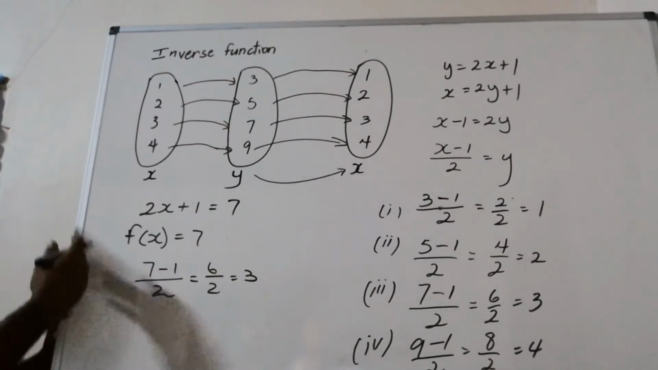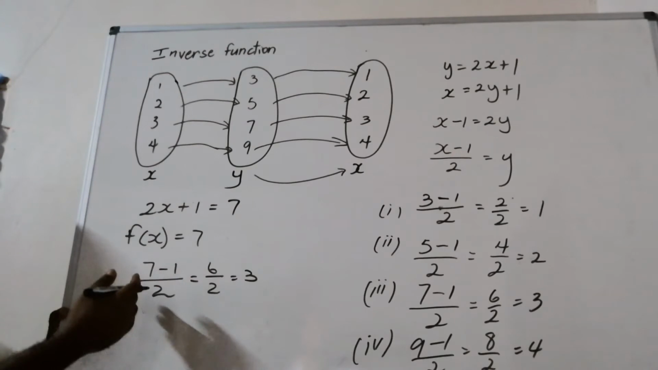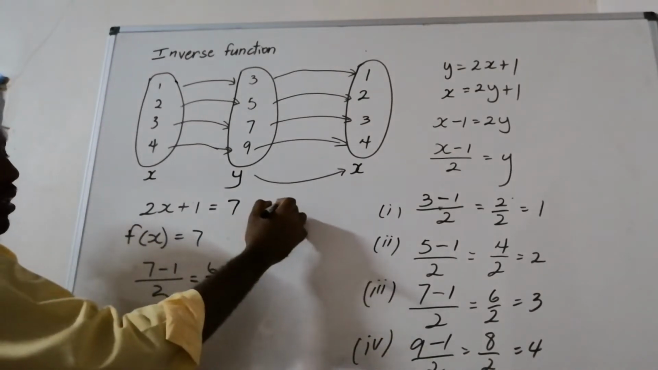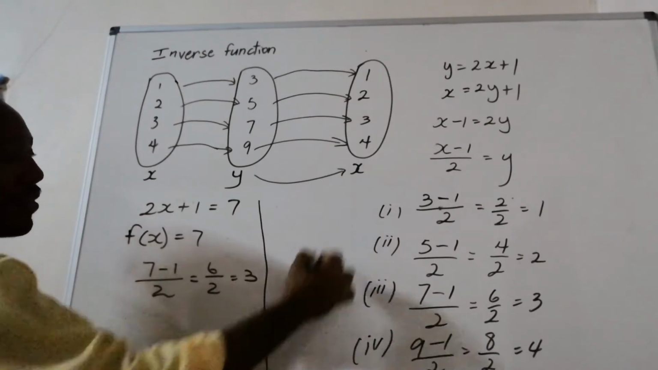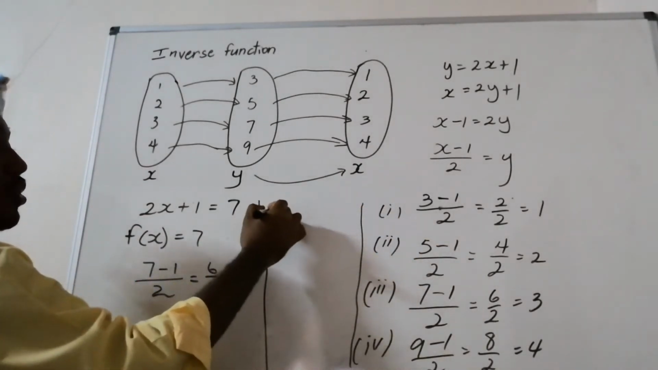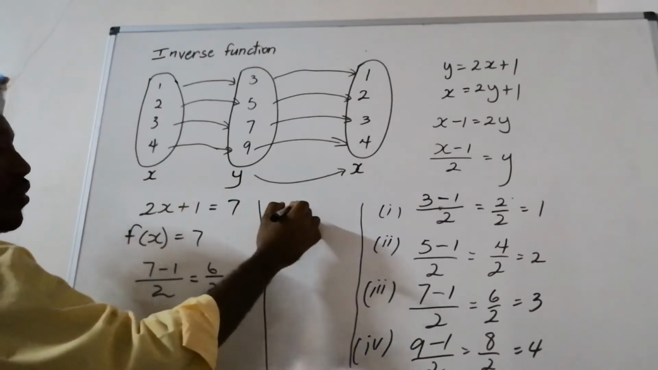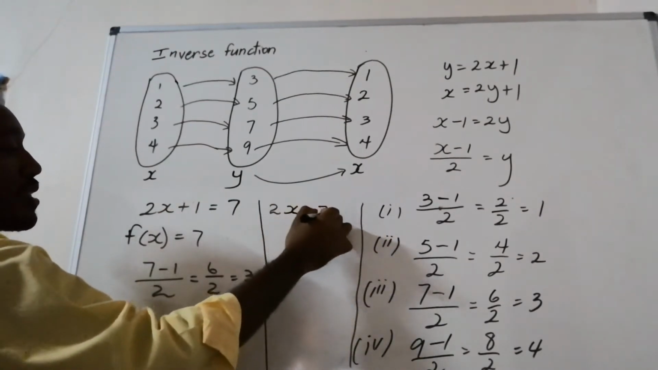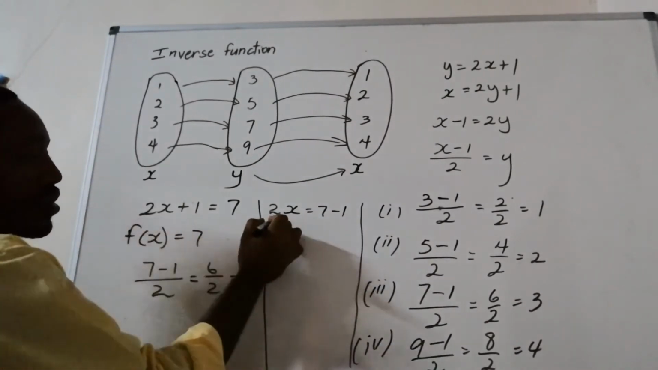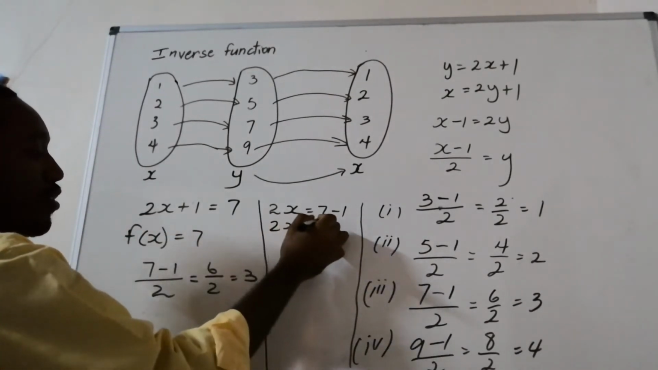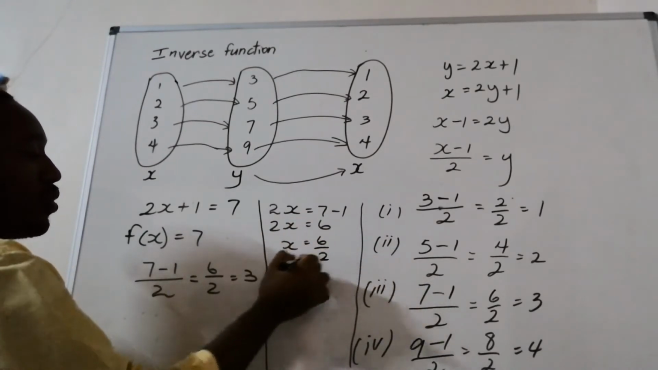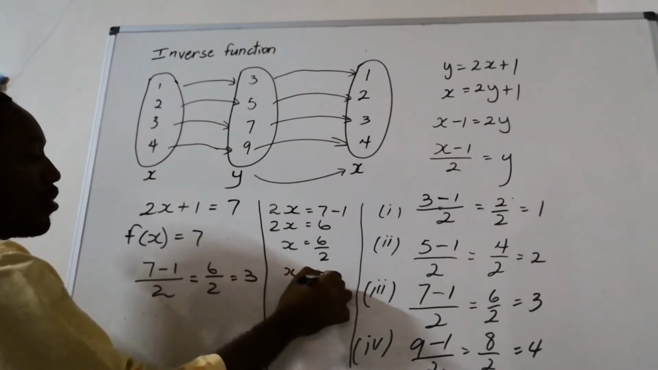Notice we will be doing the same process. Let's do it here. We're taking the 1 over, 2x is equal to 7 minus 1. Notice we have 7 minus 1 at the top. So 2x is equal to 6. And then x will be equal to 6 over 2. x is equal to 3.